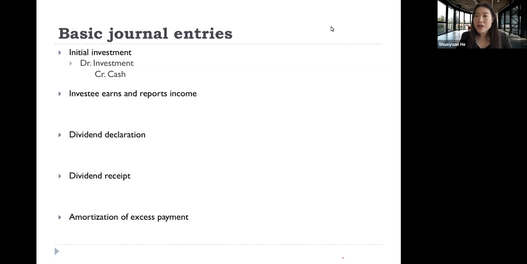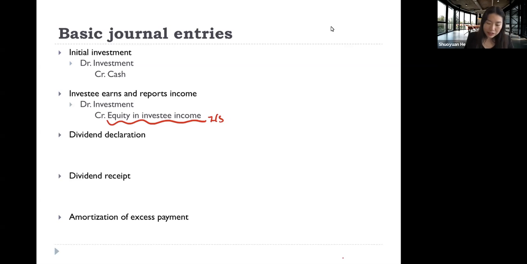The second journal entry is when the investee earns and reports income, and the journal entry the investor makes at this time is to debit investment account, credit equity in investee income. So here, equity in investee income is an income statement account. And as we said before, the investor is using its investment account to mirror the change in the shareholders' equity account of the investee. So when the investee earns income, its shareholders' equity account would increase, and the investor would debit its investment account at this time.